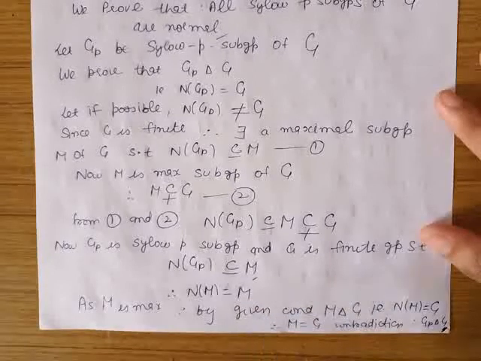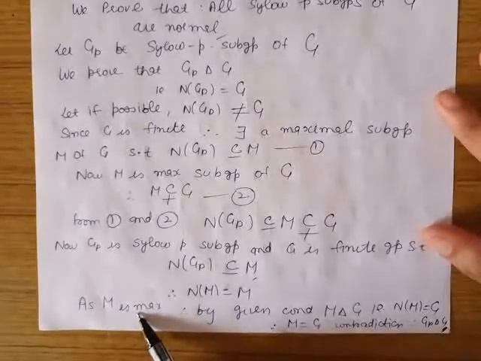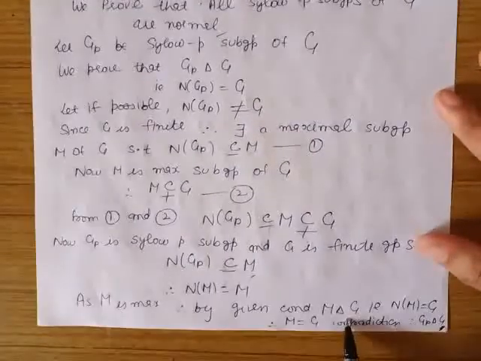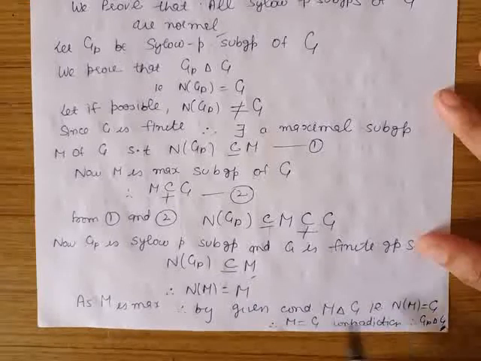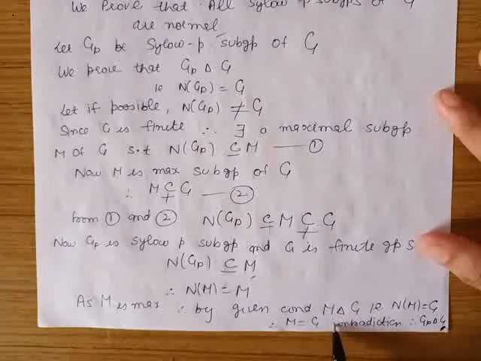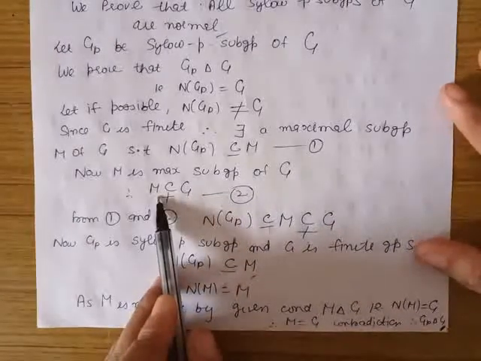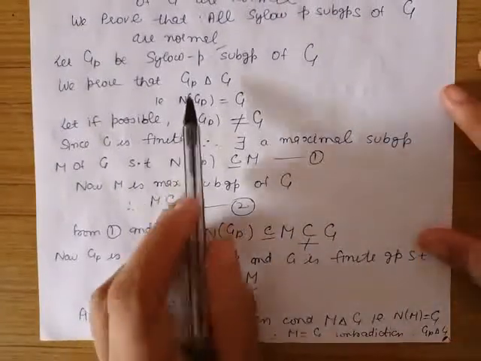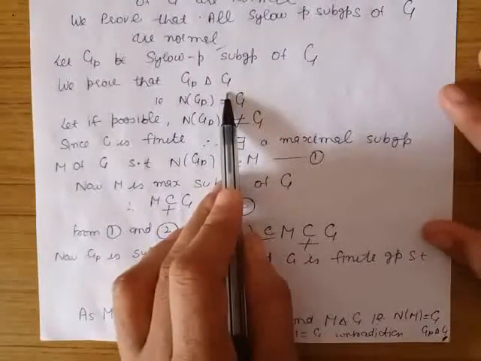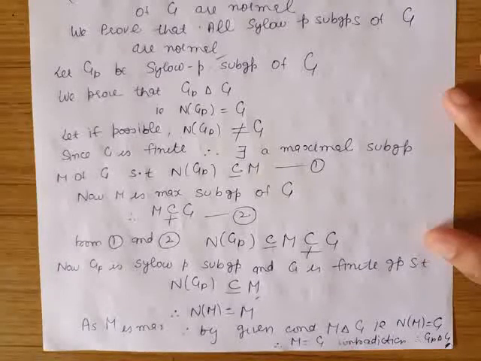Now because M is maximal and by the given condition all the maximal subgroups of G are normal, M is normal in G, and therefore the normalizer of M is equal to G. Combining these two, we get M is equal to G. But this is a contradiction because M is properly contained in G. So this contradiction proves that our assumption is wrong. It means GP is a normal subgroup of G. So this proves that all the Sylow P subgroups of G are normal. So this proves 2 implies 3.